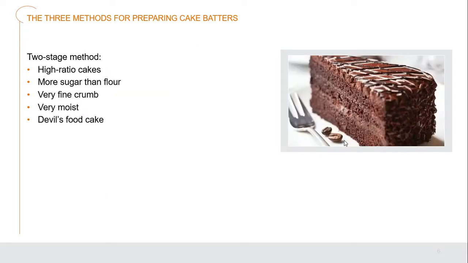Then we also have two-stage method cakes. This is where we have a much higher ratio in our recipe. It has much more sugar than flour. Generally, in most of our baked products, flour is the number one ingredient, the strengthener that gives the majority of what's in that cake or pastry. With a two-stage method cake, you're going to have more sugar. This creates a very fine crumb, but it also makes a very moist, very rich cake. A perfect example of this is the devil's food cake, and that's exactly what you can see in the picture right over here.